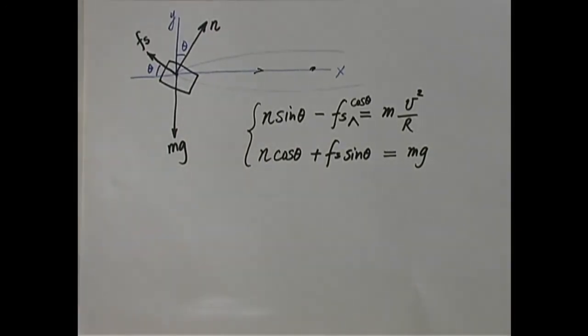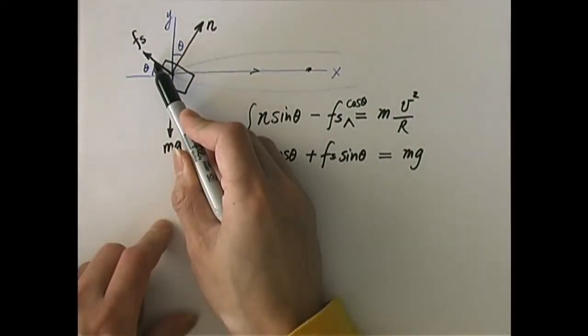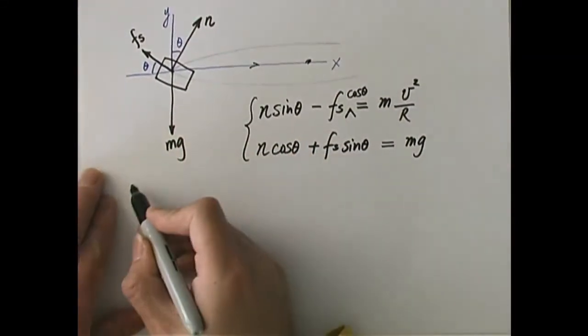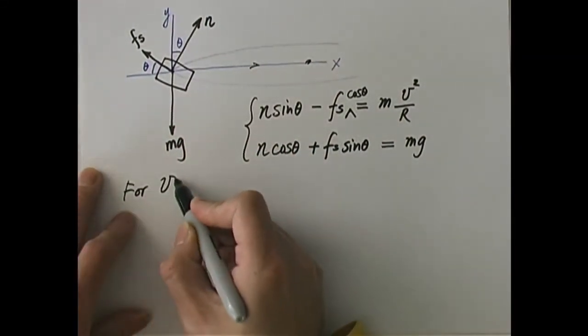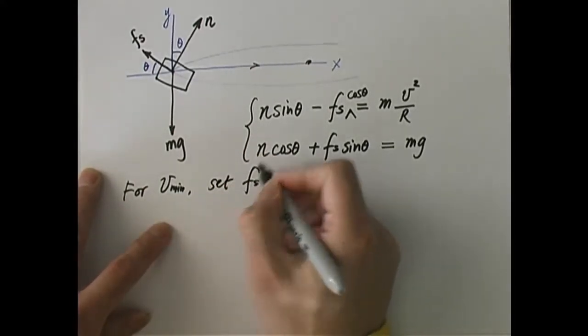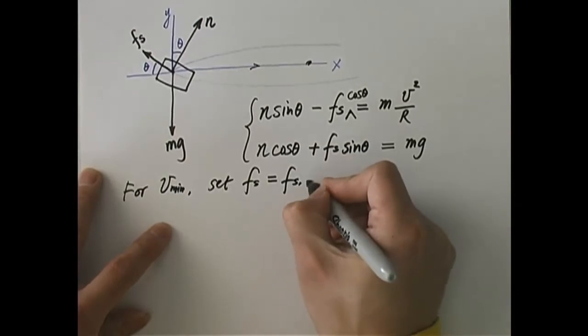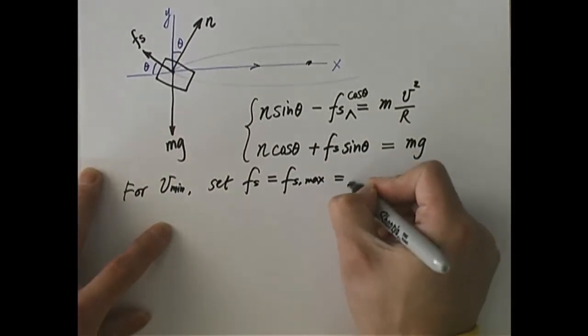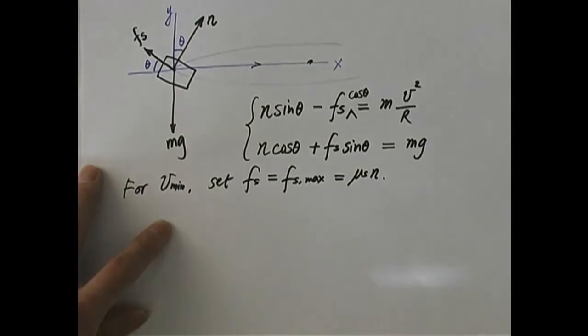Well, suppose you're driving at the minimum possible speed. You're going so slowly that you're almost going to slide down hills, and therefore friction is doing everything it can to help you. Therefore, friction has reached its maximum value, right? So for v minimum, the minimum possible driving speed, you must set Fs equal to its maximum value. Of course, its maximum value is mu s times n. That's when friction is at its maximum value, you're about to slide downwards.